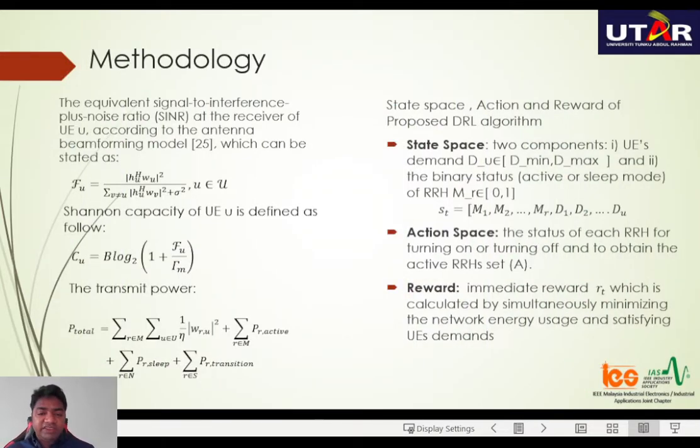The equivalent SINR at the receiver of UE U according to the beamforming antenna is equal to the channel gain and then weights squared, divided by the interference plus noise.